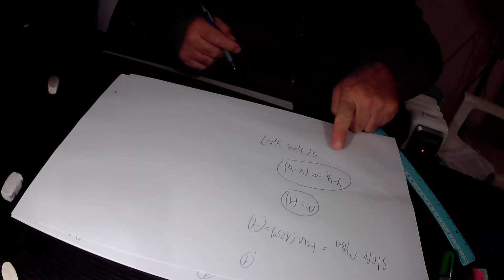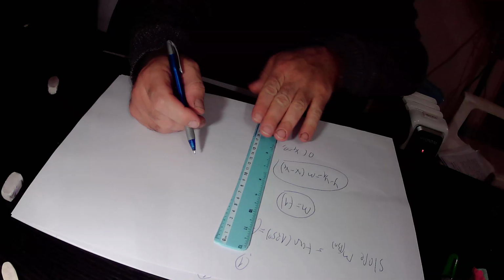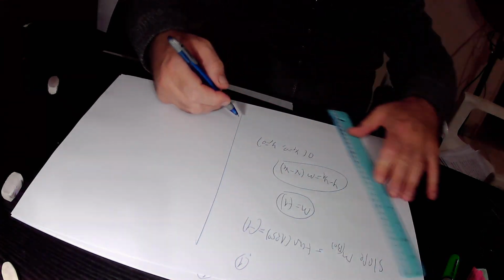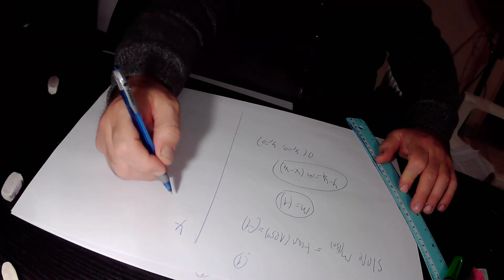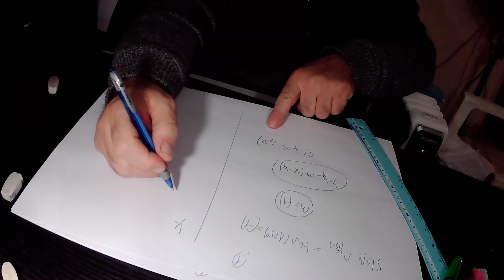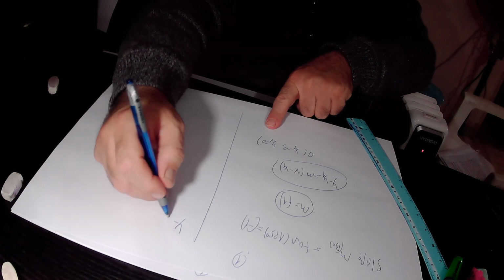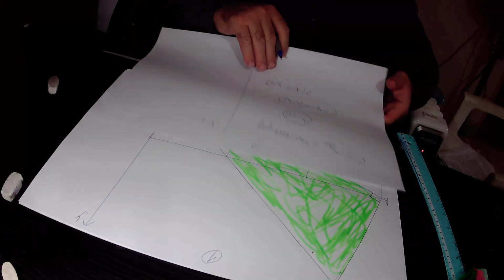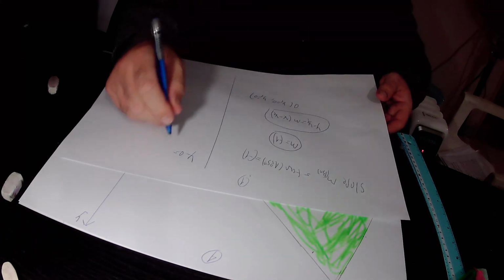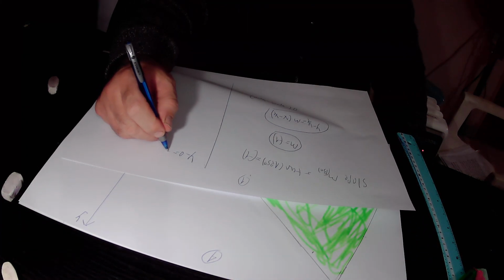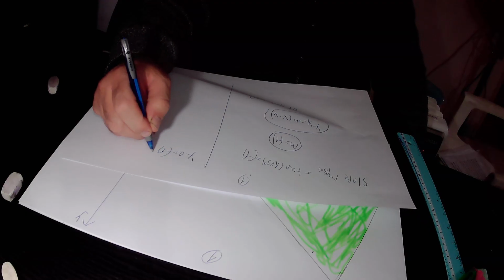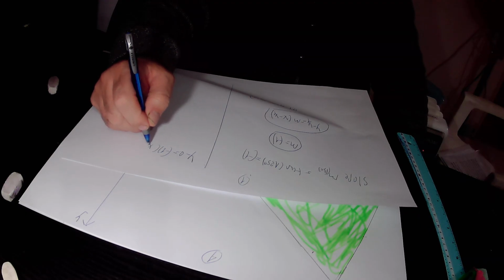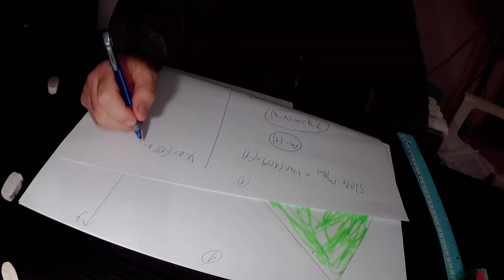So according to this formula, we have y minus y1. y1 is 0, so it is y minus 0 equals m. m is minus 1. The slope of this straight line BO is minus 1. And inside the brackets we have x minus x1. x1 is 0, so it is x minus 0.